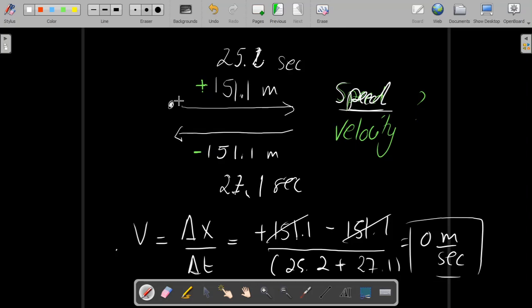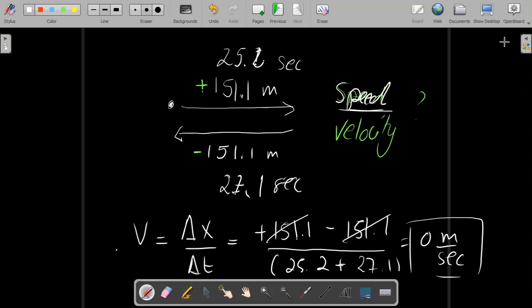There's no displacement, you see? You went, but you came back. There's no displacement. I know it's hard to understand this, but from a physics point of view, you don't have any velocity if you don't have displacement. That's it. No displacement, no velocity. You have speed, you just don't happen to have velocity.